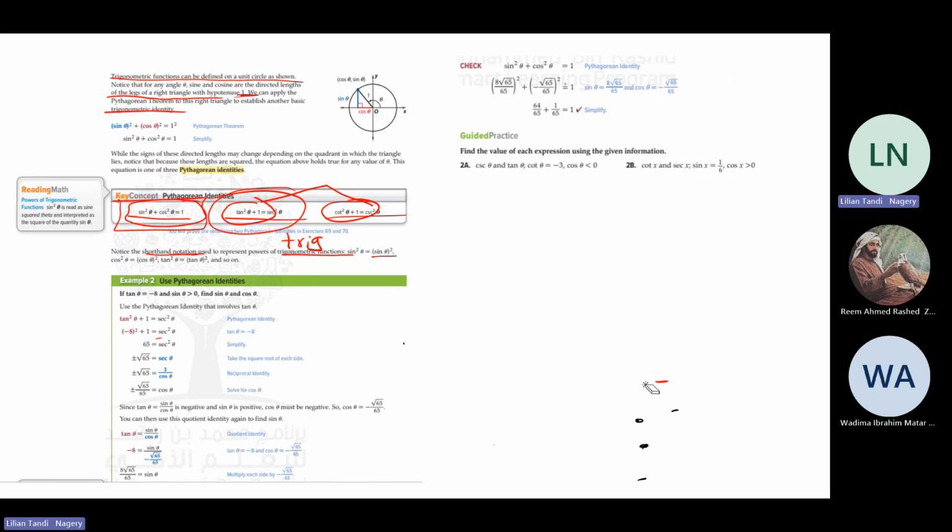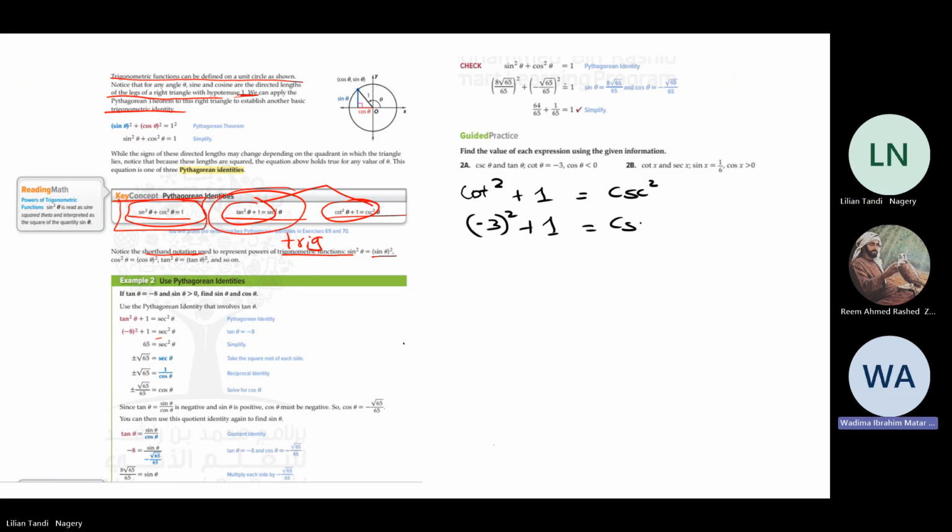Okay. Talk to me. What do we do? First, we will use cot squared x plus 1 equals cosecant squared, because we have cot. Cot squared plus 1 equals cosecant squared. Now I can put in the cot, negative 3 squared, plus 1 equals cosecant squared. 9 plus 1 is 10. Cosecant squared equals 10.